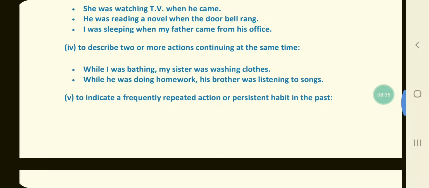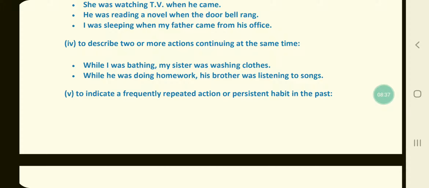Next, number 4, to describe two or more actions continuing at the same time. While I was bathing, my sister was washing clothes. So children, here two actions are going on simultaneously. While he was doing homework, his brother was listening to songs. So here in this case, of course, you can use progressive tenses in both the parts.